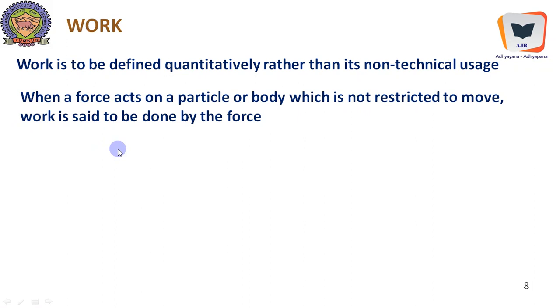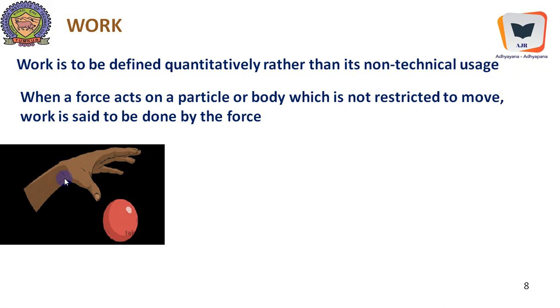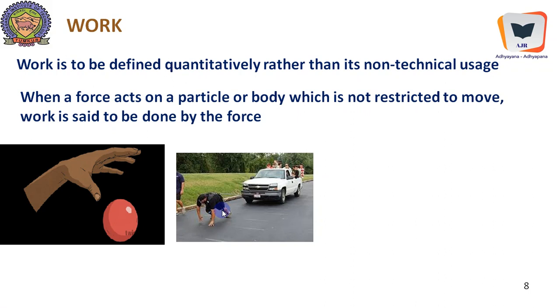And here a ball is simply dropped. Now positive work is done due to the weight of the ball itself. And here this fellow is exerting a horizontal force through his capability, and he will be able to draw this car horizontally over the road. And this is not constrained for this movement. It can move freely. So therefore, work can be done.